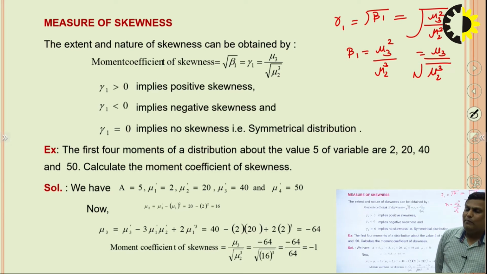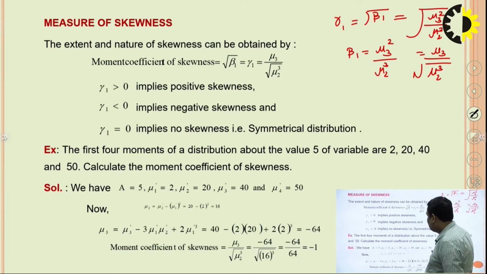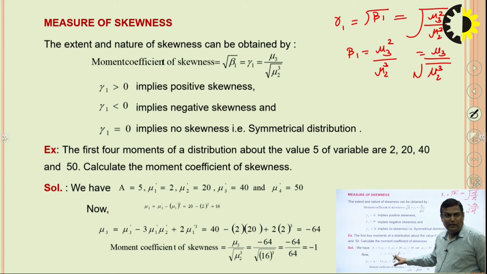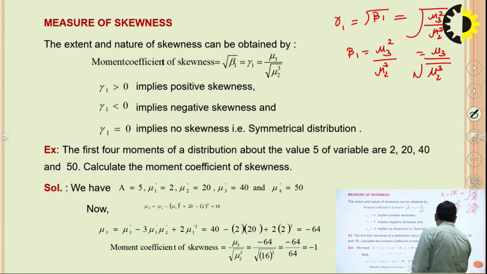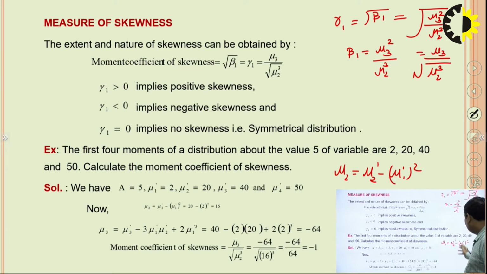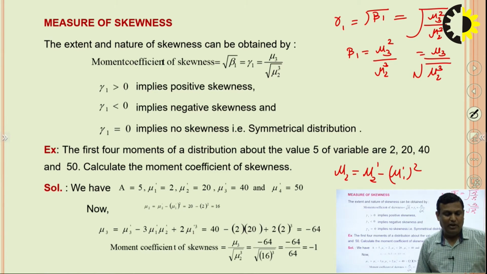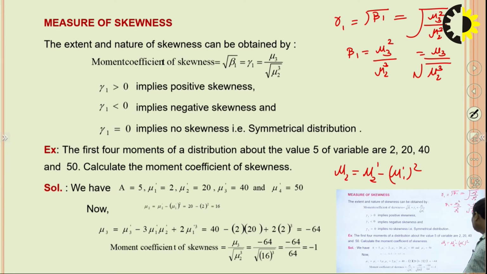So only we have to find mu 3 and mu 2. And mu 2, what is the formula of mu 2 in terms of raw movement? Main formula: mu 2 equal to mu 2 dash minus mu 1 dash whole square. This is the formula for central movement to raw movement. Relation between central movement to raw movement.